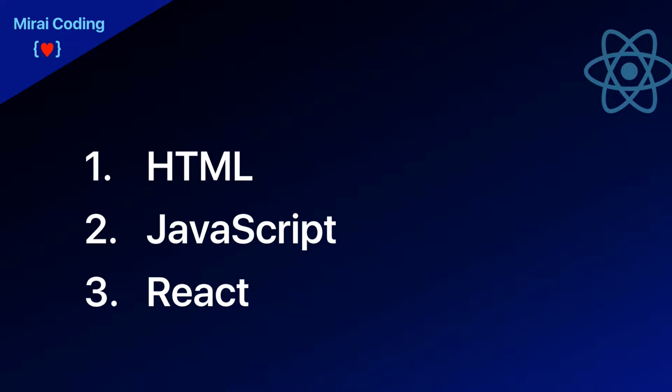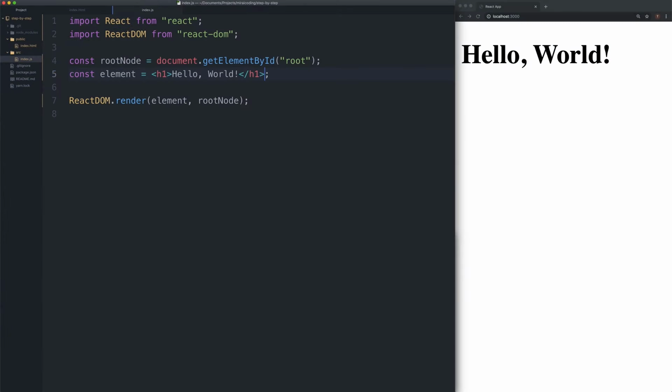To summarize, in this video, we showed Hello World on a web page using pure HTML, pure JavaScript, manipulating the DOM imperatively, and using React, which uses a declarative style. In the next video, we will look at React's createElement method in more detail.